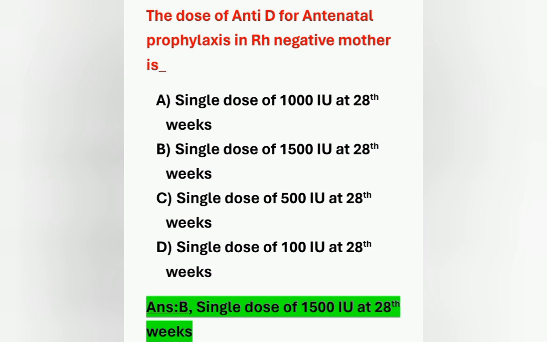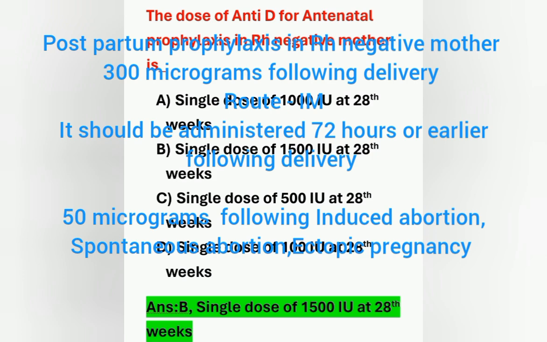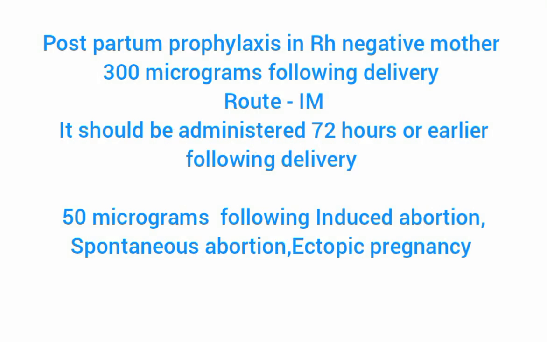Okay, before delivery, that is antenatal period, the prophylaxis dose for anti-D injection is a single dose of 1500 international unit at 28th week of pregnancy. And the postpartum prophylaxis in Rh negative mother, that is after delivery, the dose of anti-D injection is 300 micrograms following delivery.